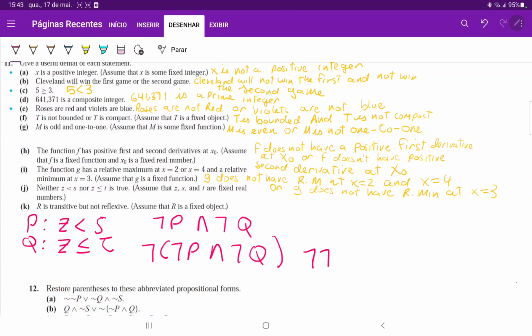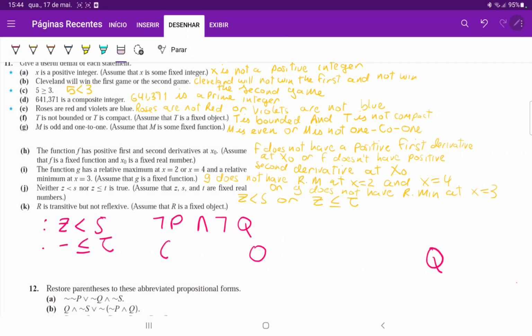So not P and not Q: we're just applying De Morgan's laws, where we apply the not to each one, and then the and becomes an or. So not P or not Q. When we apply it, not P just means P, so for this one, z is less than s, or not Q, which means z is greater than or equal to t.